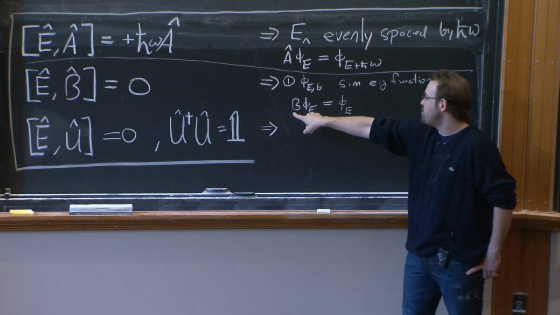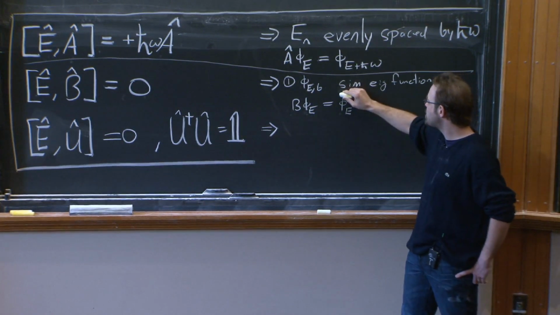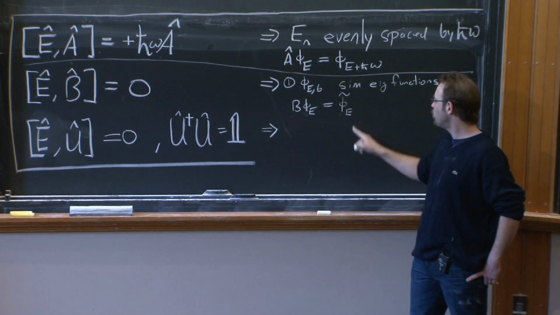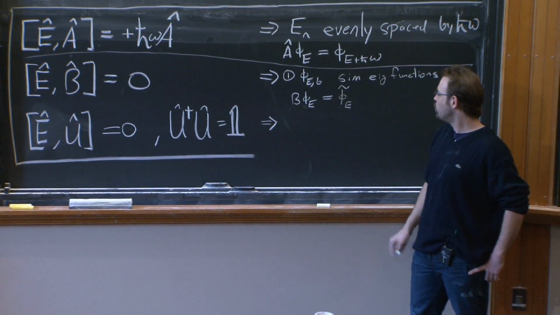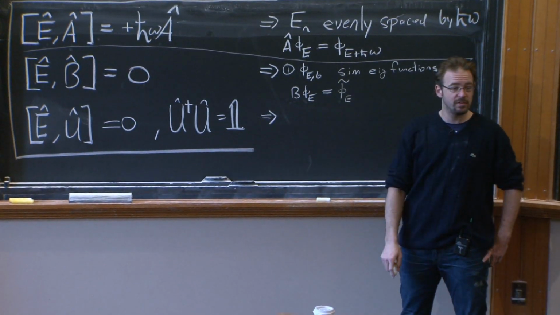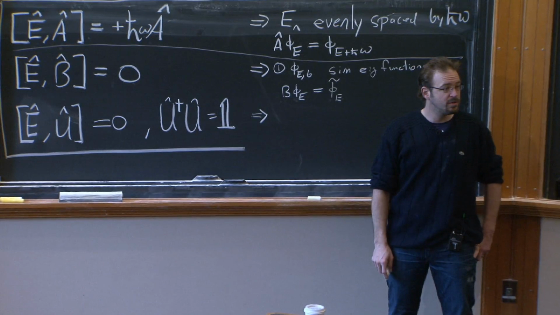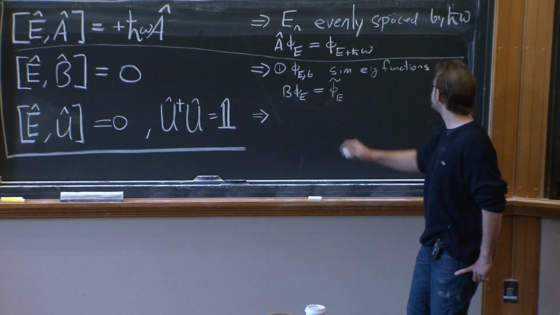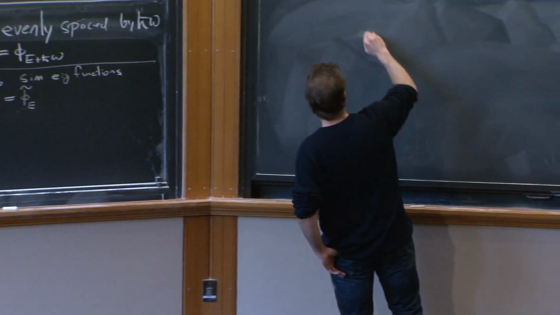No, because B may act on phi and just give you a different state. So this is some eigenfunction with the same energy, but it may be a different eigenfunction. Okay? So let's think of an example of this. An example of this is, consider a free particle.